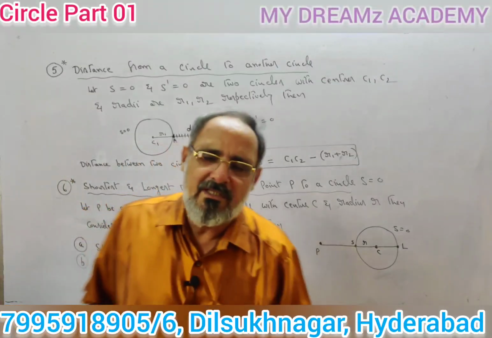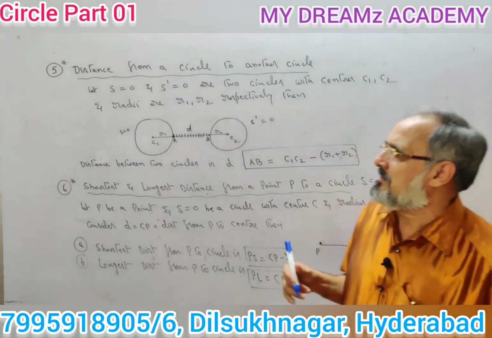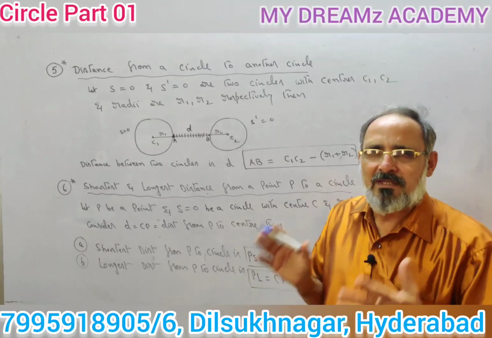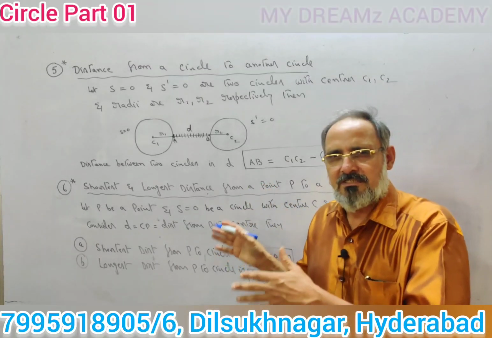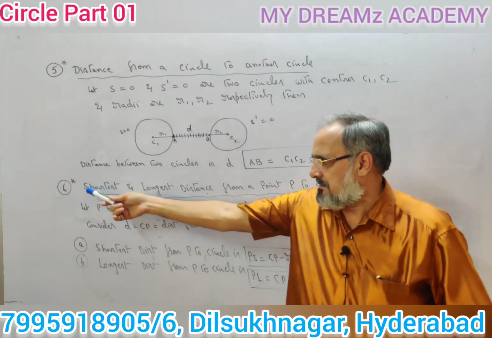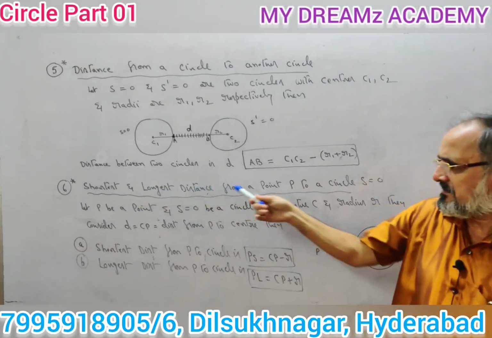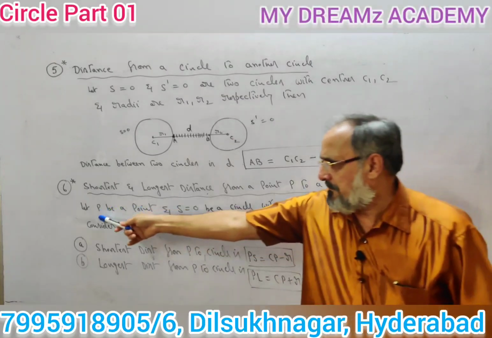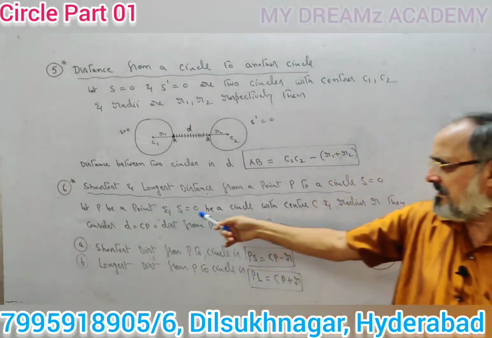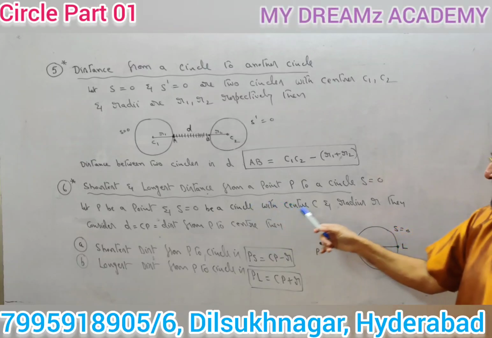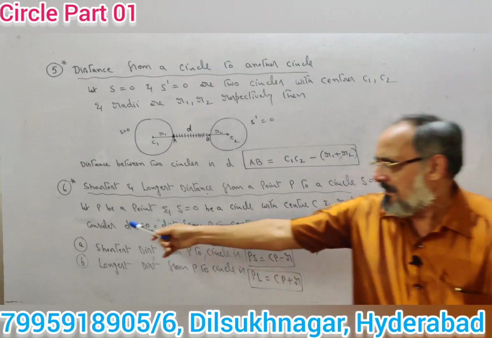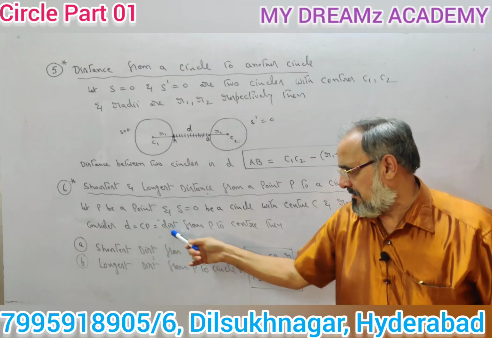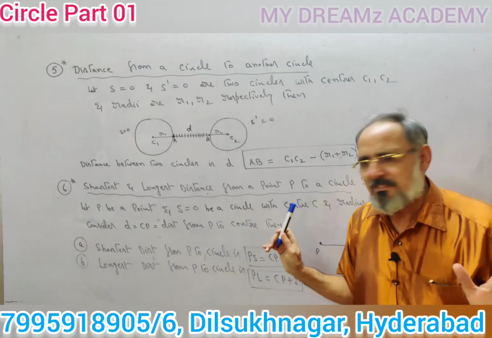How to find out the distance from a point to the circle? From a point to the circle, there are two categories. One is the shortest distance, another is the longest distance. Shortest and longest distances from a point P to the circle S equal 0. Let P be a point and S equal 0 be a circle with center C and radius R. Consider D as the distance from the point P to the center of the circle.